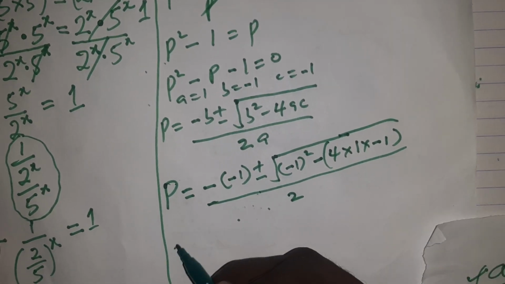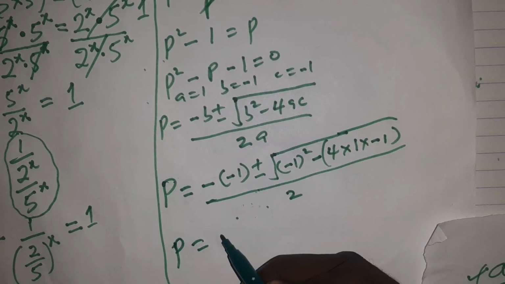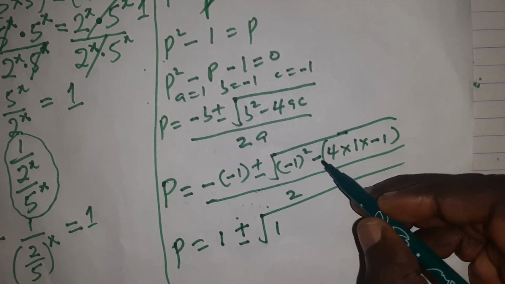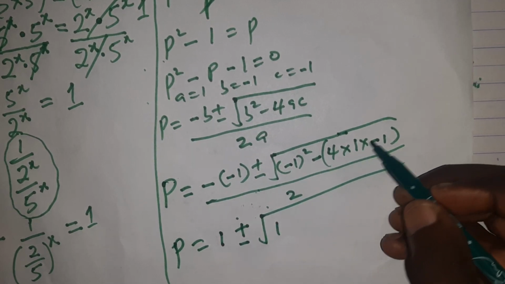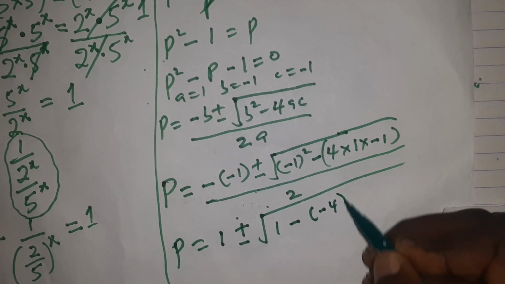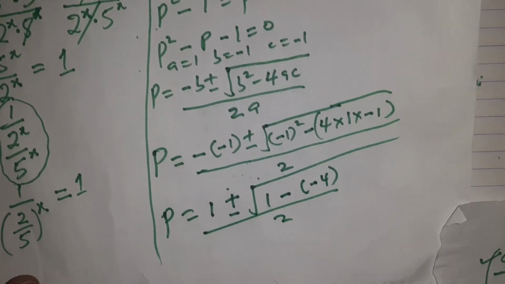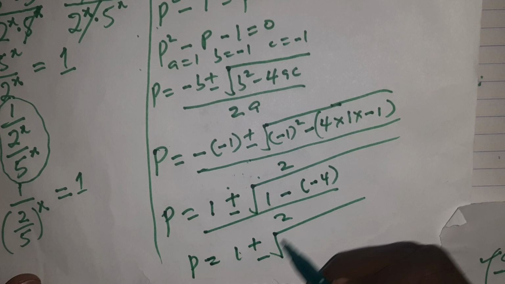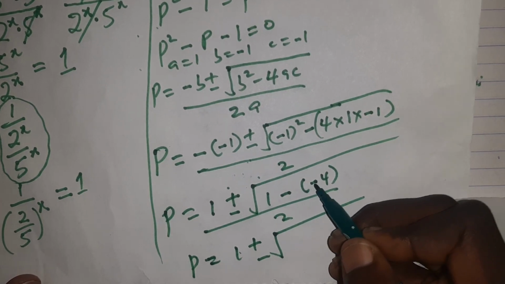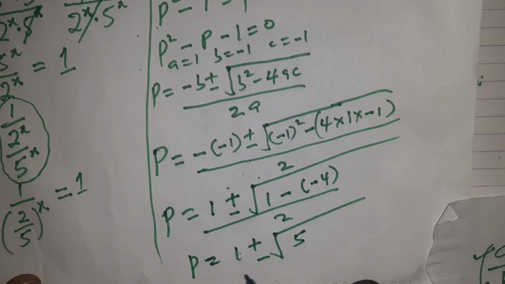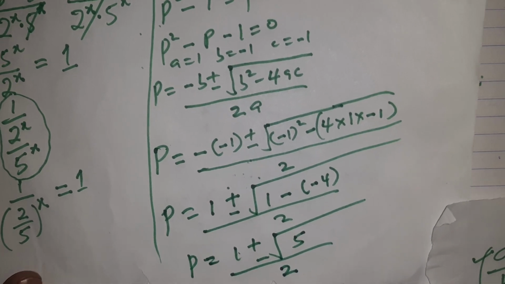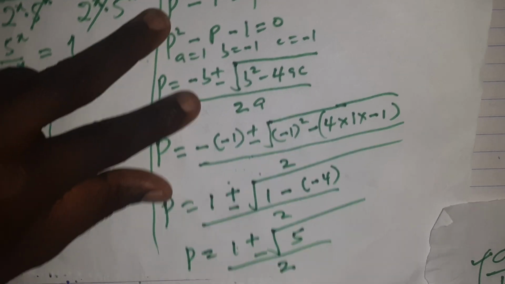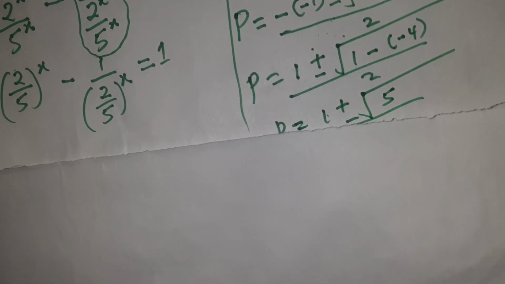Then I have p equals minus times minus is plus, plus or minus root, this is 1, then 4 times 1 times minus 1 is minus 4, everything over 2. Then we'll get p equals 1 plus or minus root 1 minus minus 4, that's minus and minus is plus, then 4 plus 1 you get 5, everything over 2. So these are our values, but it doesn't end there.